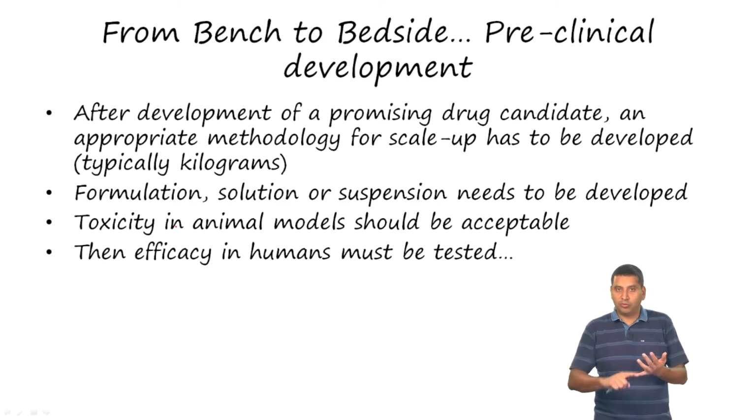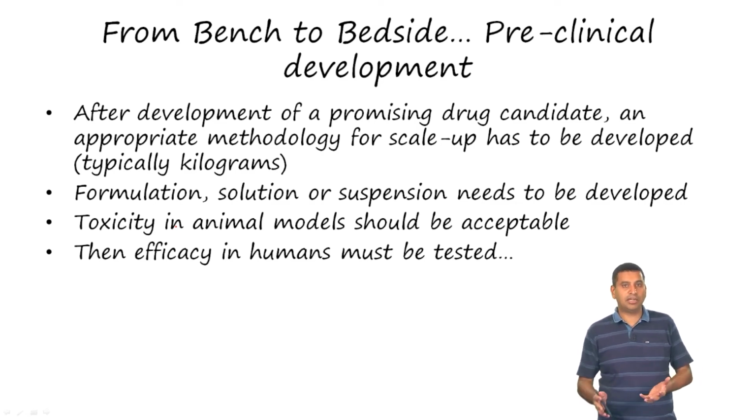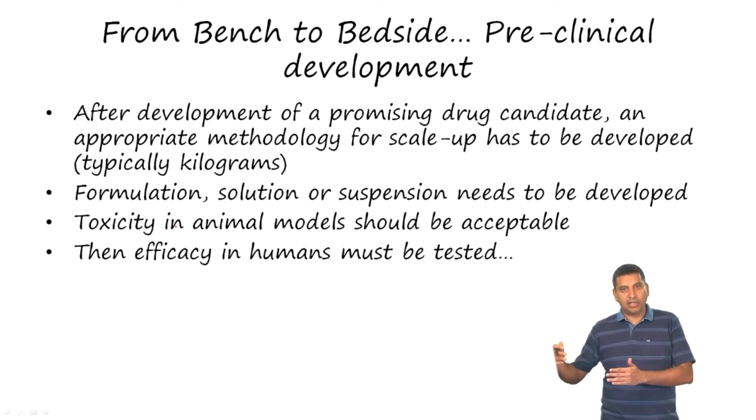So, we need to formulate the compound, maybe in the form of a capsule, or a solution, or in some cases a suspension, and it depends on the route of administration and so on and so forth. So, those also have to be factored in when we are doing preclinical evaluation. And by this stage, the toxicity in animal models should be acceptable, and therefore, one can take the compound forward to start looking at the efficacy in humans.